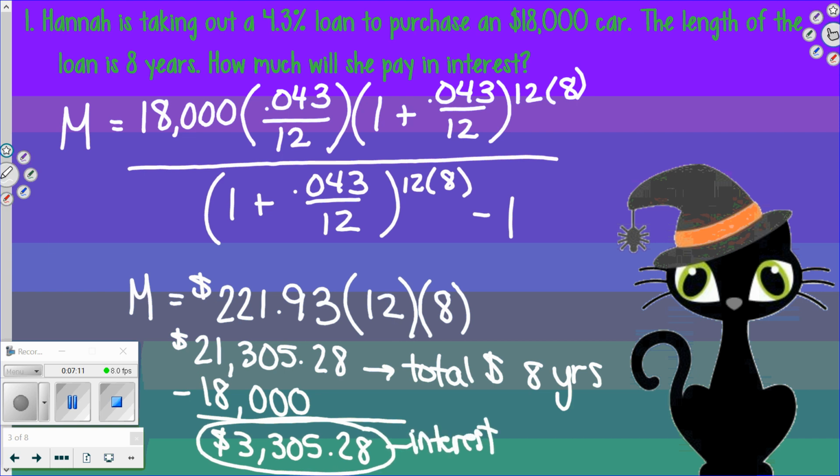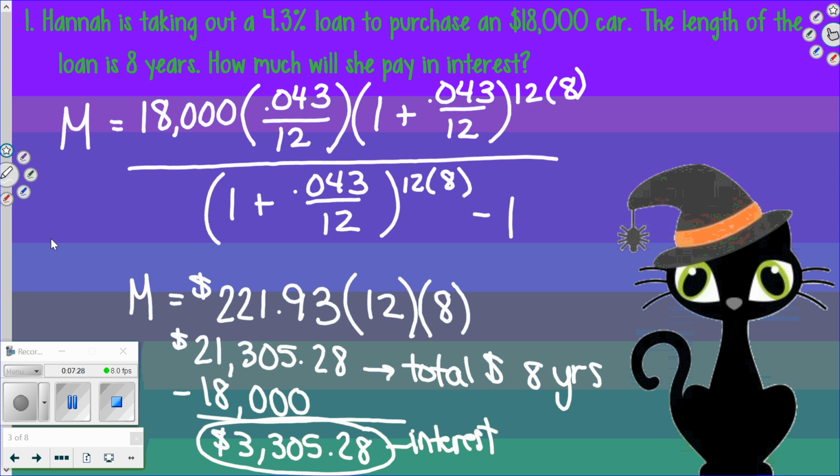What's another word for interest? Finance charge. Okay. This process was on your quiz on Friday. Are we okay? The quizzes were either like, yay or nay.